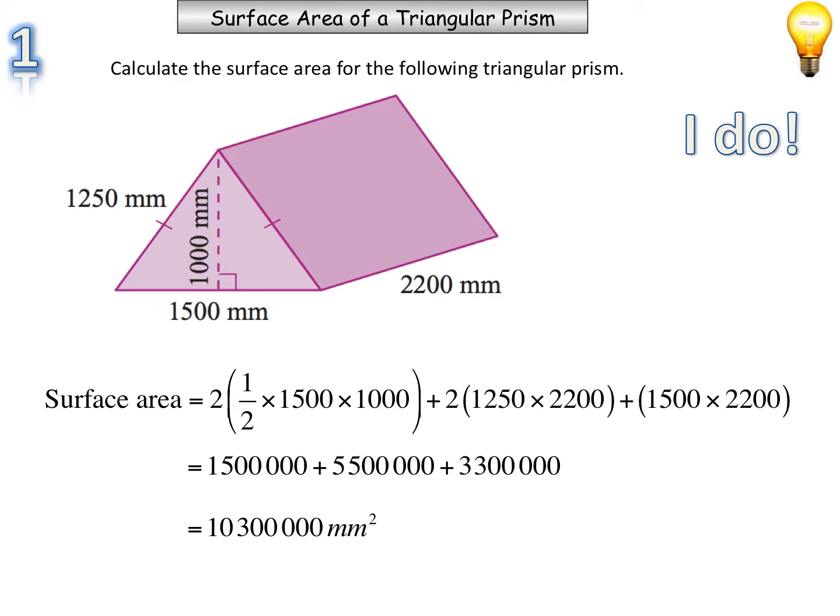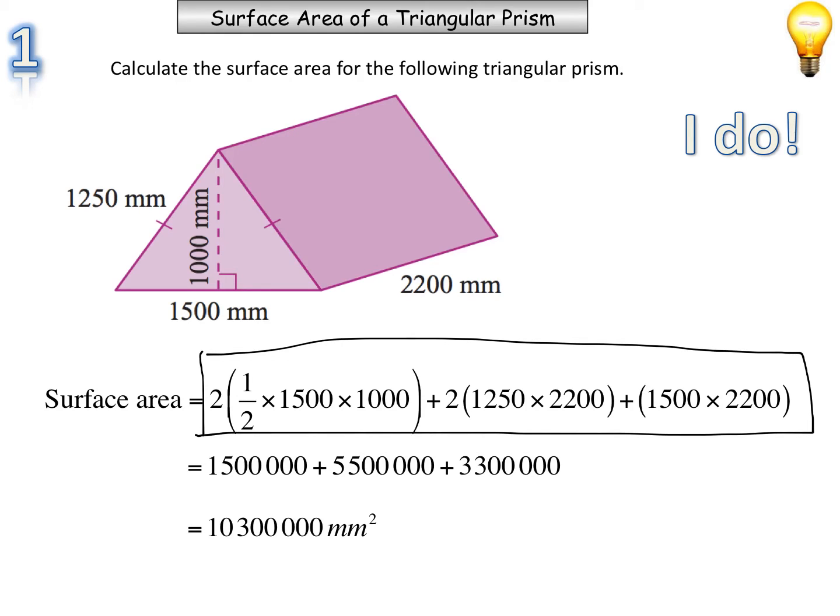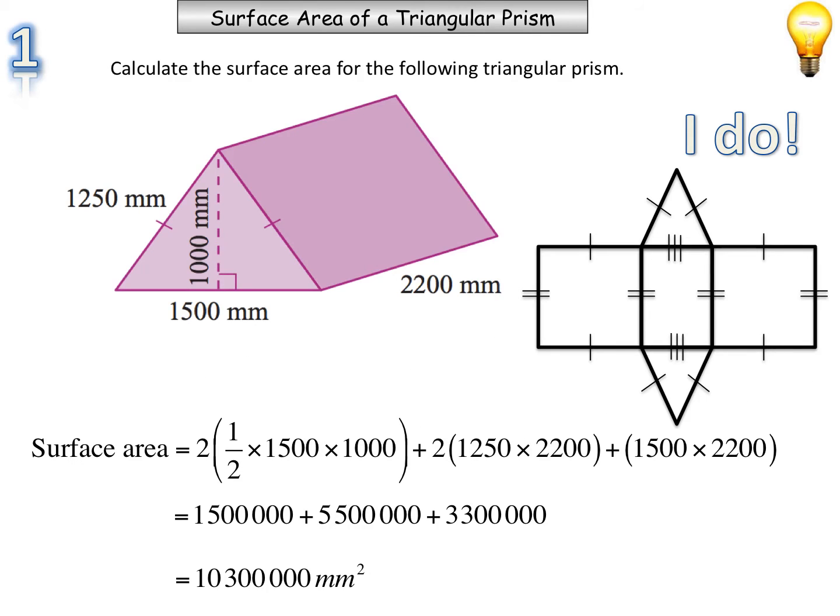You can work out each part individually and then add them together, or you can just do this particular part in one hit. And if you do that, you should get 10,300,000 square millimeters. You don't have to draw the net for these. If you find it easier to calculate the surface area, do draw the net and then label your net with the correct dimensions. So there's the dimensions for that.